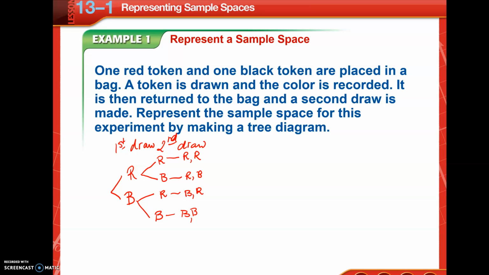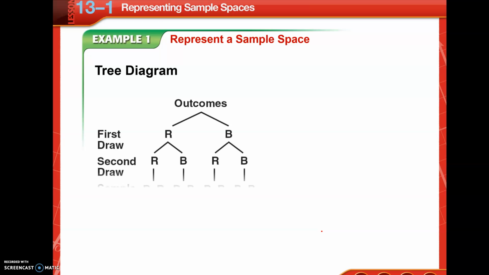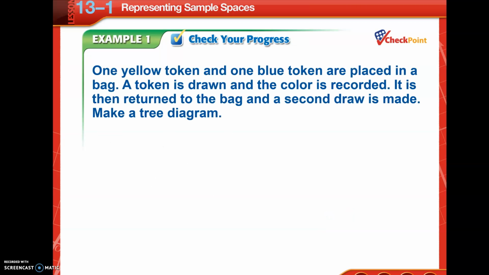And so this would be considered 2 stage because there's this first stage and then our second stage. So one yellow. I would pause the video and try this one. It's pretty much the same thing, just a couple different colors, and see if you understand that tree diagram.